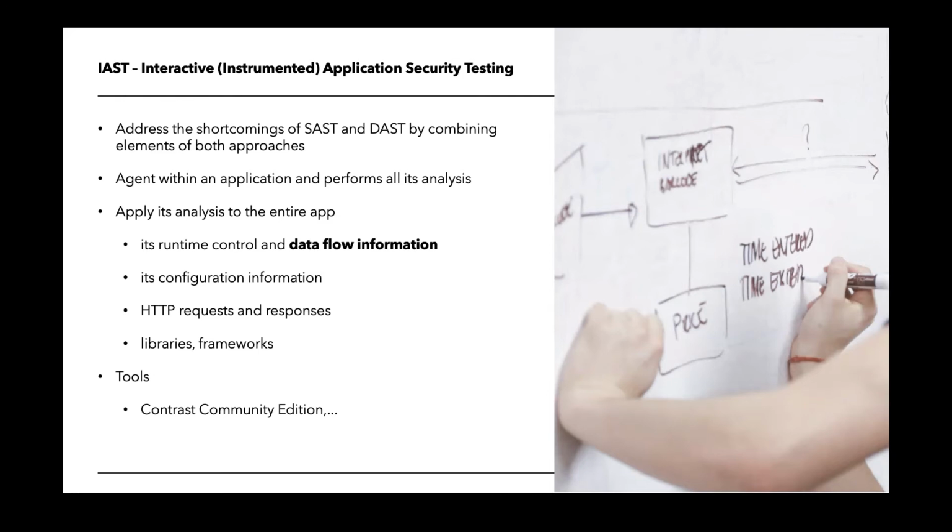During this dynamic scan, the tool learns based on the reaction to test cases and information about the application. Some tools use this knowledge then to create additional test cases. IAST tools can reduce the number of false alarms. Tools which you can use are the Contrast Community Edition.